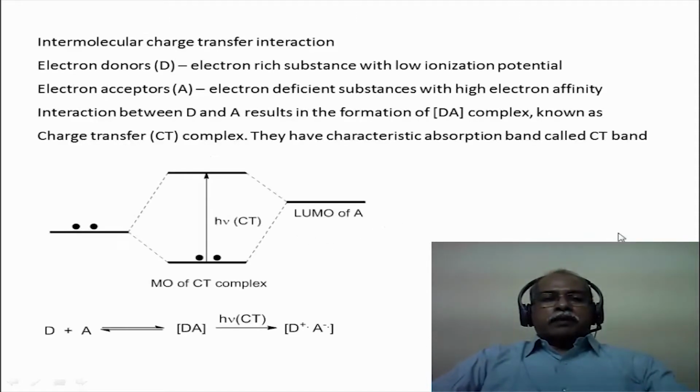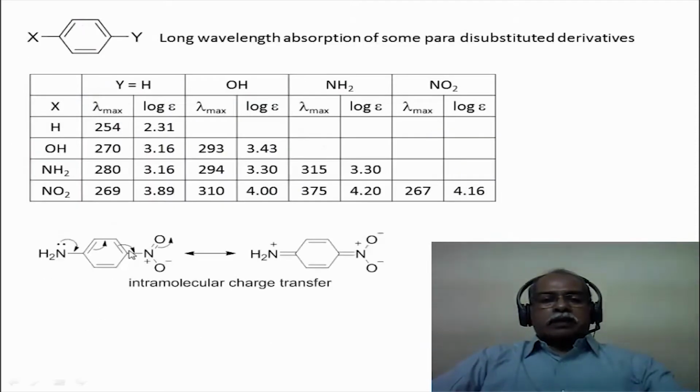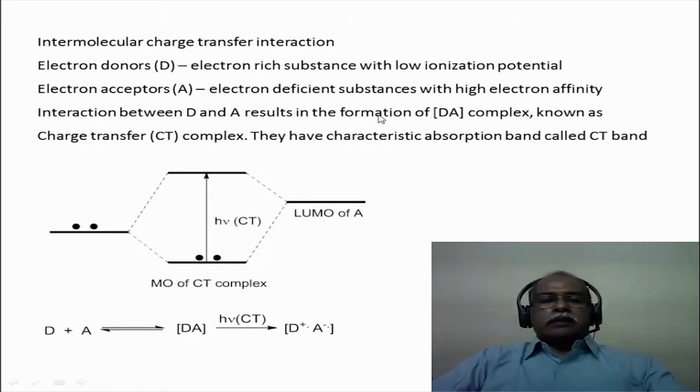Now, apart from the pi to pi star transition, one can also look for intermolecular charge transfer transition. Earlier we saw the example of intramolecular charge transfer. Here the charge transfer is essentially the electron hopping from one end of the molecule to the other end of the molecule. That is why it is called the intramolecular charge transfer transition. One can observe the intermolecular charge transfer transition also, provided a donor molecule and an acceptor molecule come close to each other. What is an electron donor?